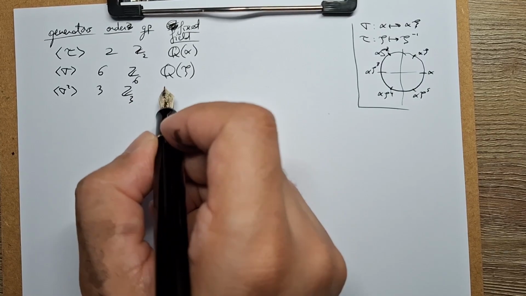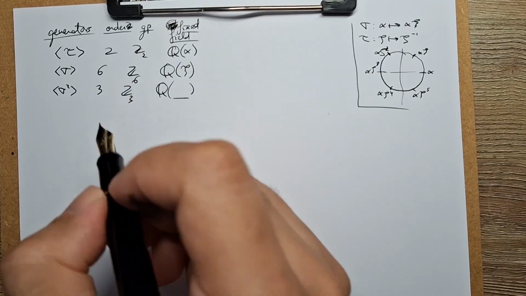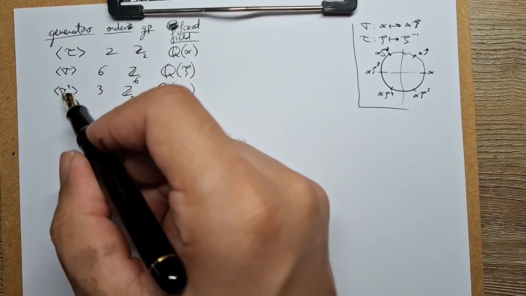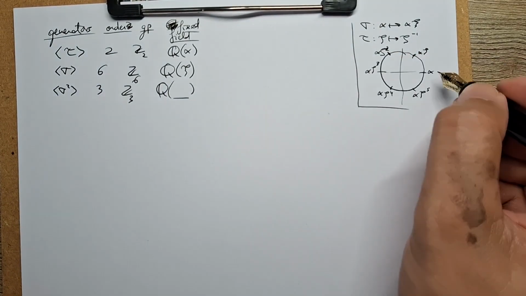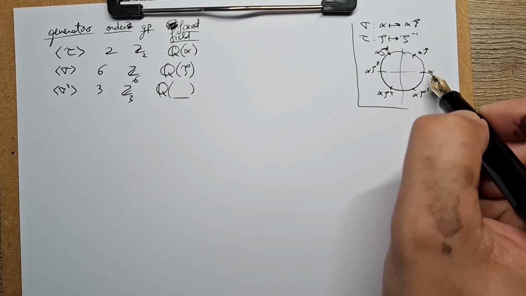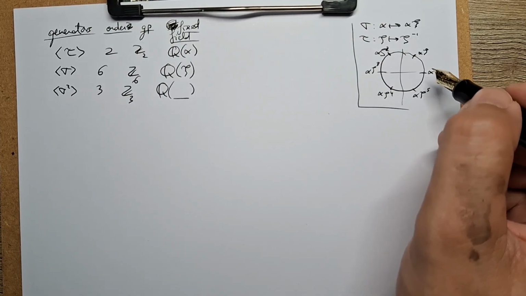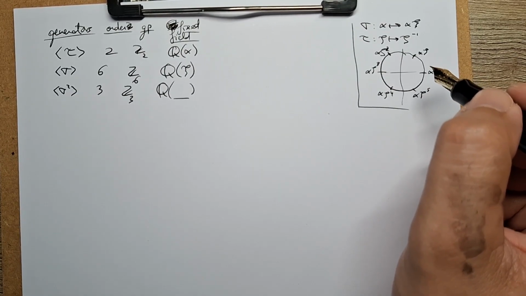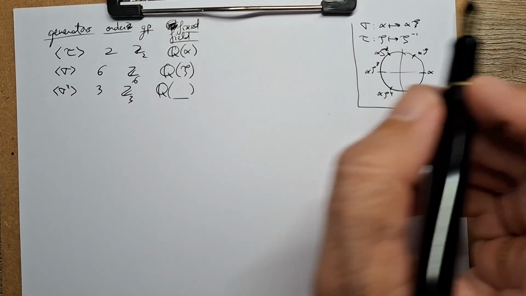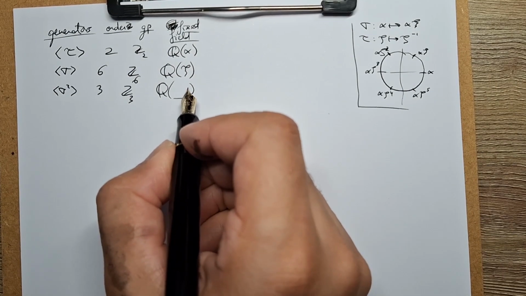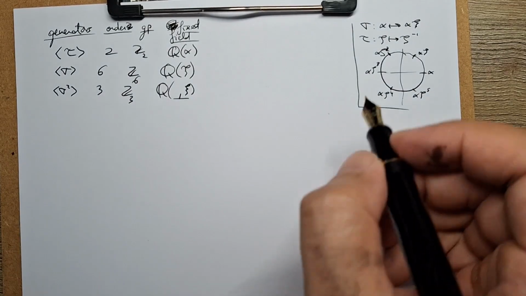And then we need to find which is the fixed field. So we need to find which element is fixed by sigma squared. If you apply sigma squared to alpha, as we've seen, you end up here, so this is not fixed. If you apply sigma squared to theta, what you will get is theta again. So theta is fixed by this Q-automorphism.